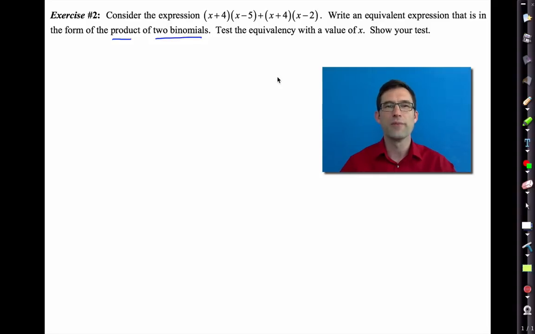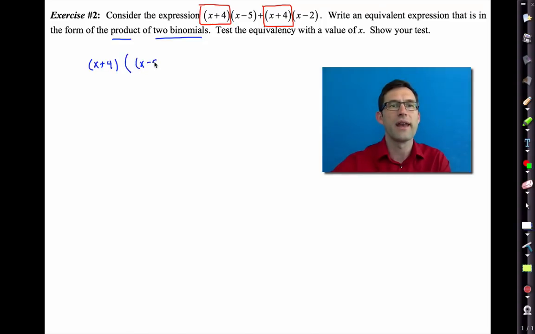All right, let's go through it. So again, let's highlight what we should be seeing here. What I notice is that the x plus 4 here is the same as the x plus 4 here. So just like in the last problem, I'm going to factor an x plus 4 out. Now, what's it multiplying? Technically, the x plus 4 is multiplying an x minus 5. I'm going to leave it in parentheses for right now. And it's also multiplying an x minus 2.